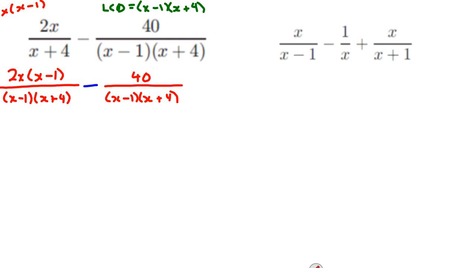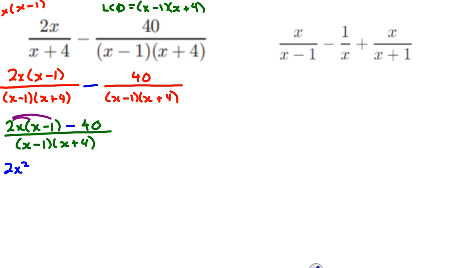You might want to combine the numerators now before you do any expanding. So perhaps go 2x brackets x minus 1, don't forget to subtract, so minus 40, all over, keep the denominator the same. Adding and subtracting fractions, keep the denominator the same. Now you might want to do any expanding that's available. So 2x times x just gives you 2x squared. 2x times negative 1 gives you minus 2x, minus 40 over our LCD, x minus 1, x plus 4.